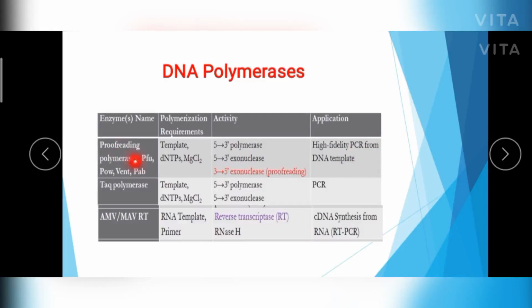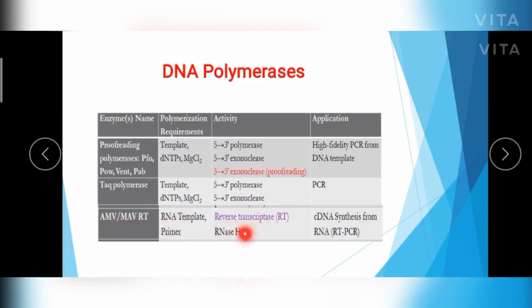The proofreading polymerases are generally extracted from Pyrococcus and Thermococcus species. Then the second one is Taq polymerase. This is the thermostable DNA polymerase. They require DNA as a template, and they require dNTPs and magnesium ions. Apart from the polymerase action, it has the additional 5' to 3' exonuclease activity, and this enzyme is also used in PCR.